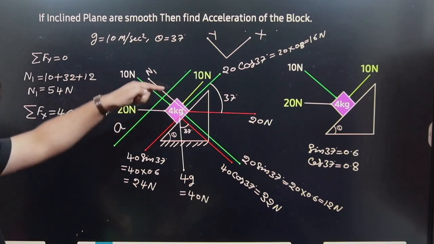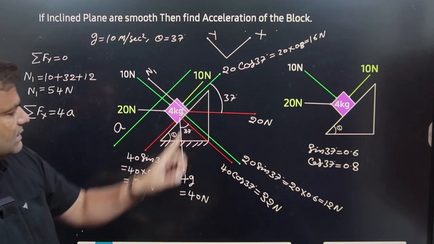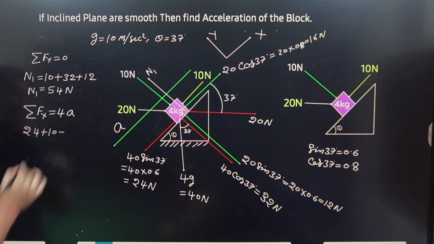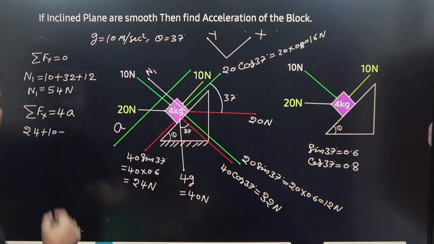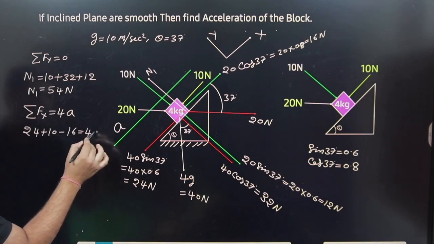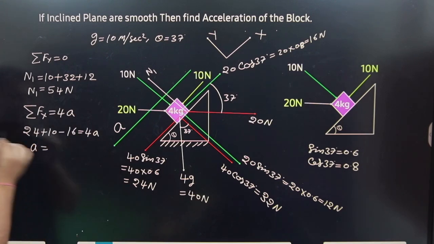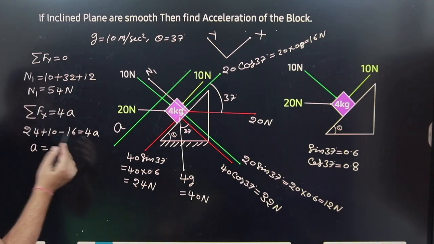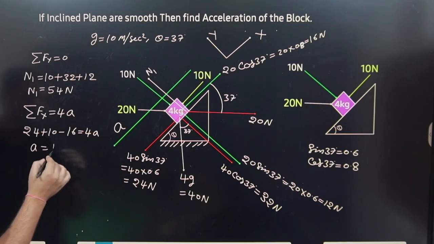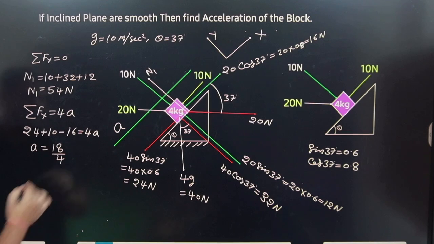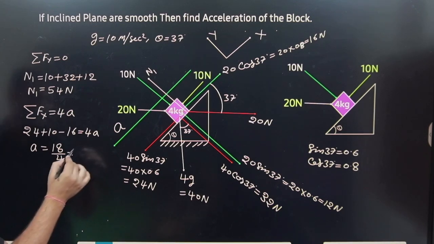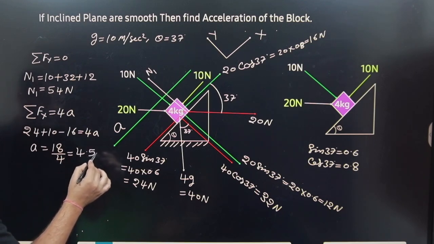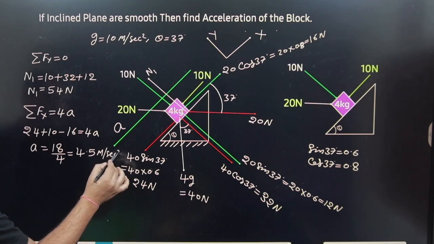Net force in the downward direction is 24 plus 10 minus the other force, which is 16. This is equal to 4 into A. So A is equal to 34 minus 16, that is 18, divided by 4. So that value is 4.5 meters per second squared.